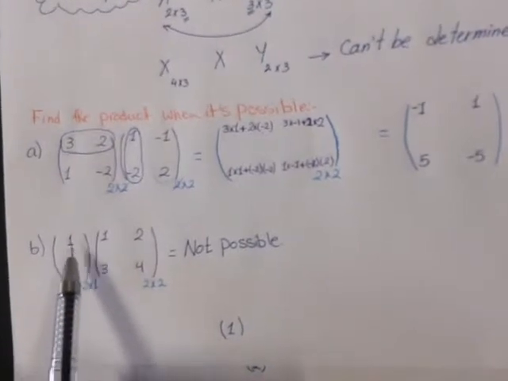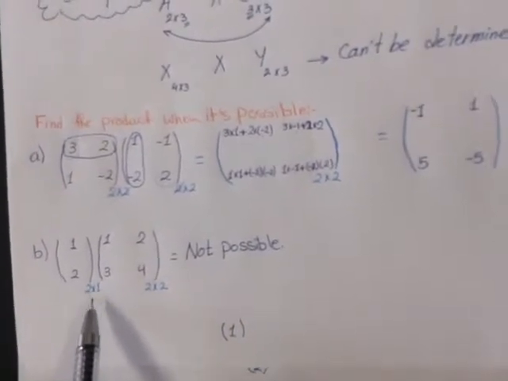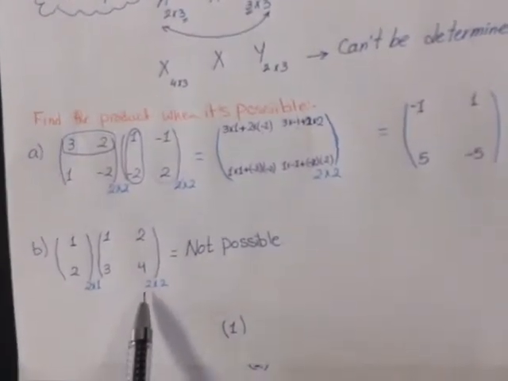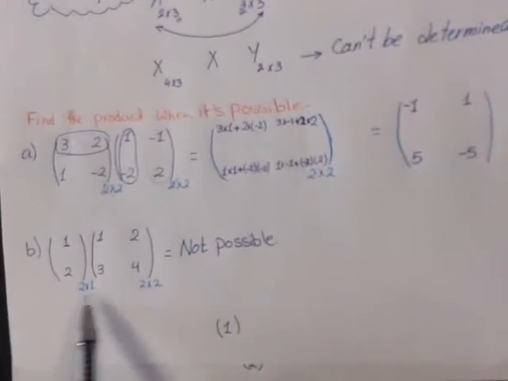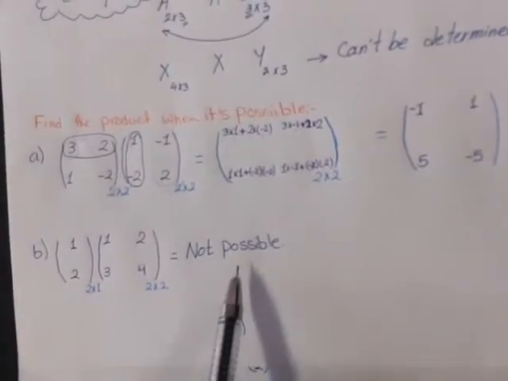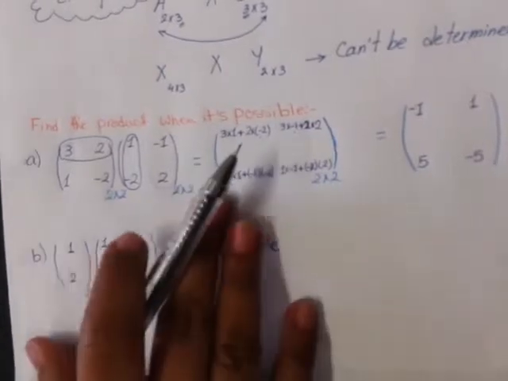The next example, you have the first matrix from the order 2 times 1, the second one 2 times 2. They are not equal, so it is not possible to find the product.